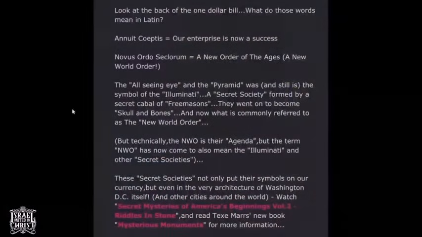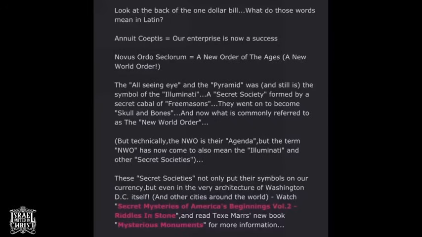Put that up next to the dollar bill. Read that real quick. Look at the back of the $1 bill. What do those words mean in Latin? Annuit coeptis. Our enterprise is now a success. Go ahead. Novus ordo seclorum, a new order of the ages, a new world order.